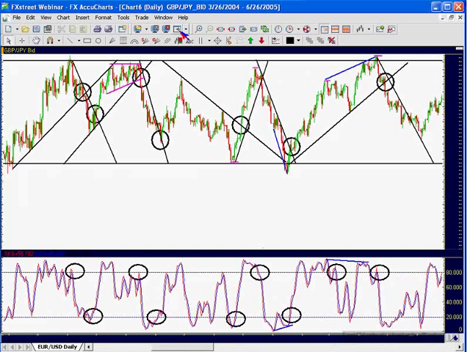Now, what I'm looking to do is connect those and then see if it is respected on a third try. If it is respected on a third touch, then for me that is a pretty strong trend line. So the minimum is 2, but at the same time, you really need at least 3 or more to make a very strong and reliable trend line.